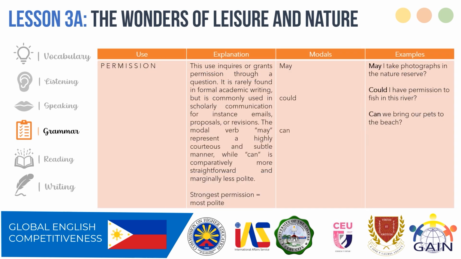Last one is to express permission. This use inquires or grants permission through a question. It is rarely found in formal academic writing, but is commonly used in scholarly communication, for instance, emails, proposals, or revisions. The modal verb may represent a highly courteous and subtle manner, while can is comparatively more straightforward and marginally less polite. So first modal verb here is may.